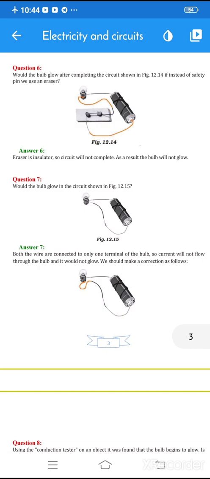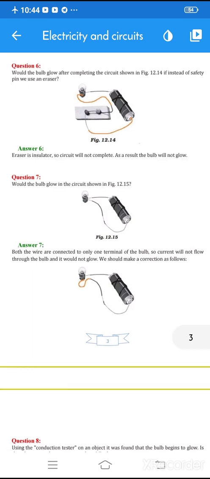Would the bulb glow after completing the circuit shown in figure 12.14 if instead of a safety pin we use an eraser? See here, would the bulb glow after completing the circuit shown in figure 12.14? Yes, the bulb would glow because one end of the switch is connected to the bulb and the other end of the switch is connected to the cell. Yes, the bulb glows now.